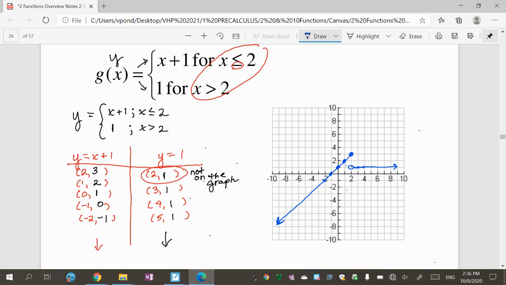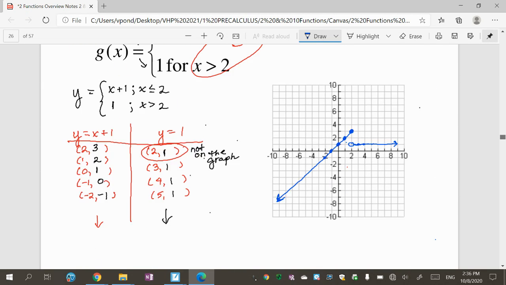And if you'll notice, this is an open circle because if I did the vertical line test, it'd still be a function. But you have to have the open circle there because there's all these points between 2 and 3. So I've just showed you how to do a piecewise graph. All right, let's try the next one.